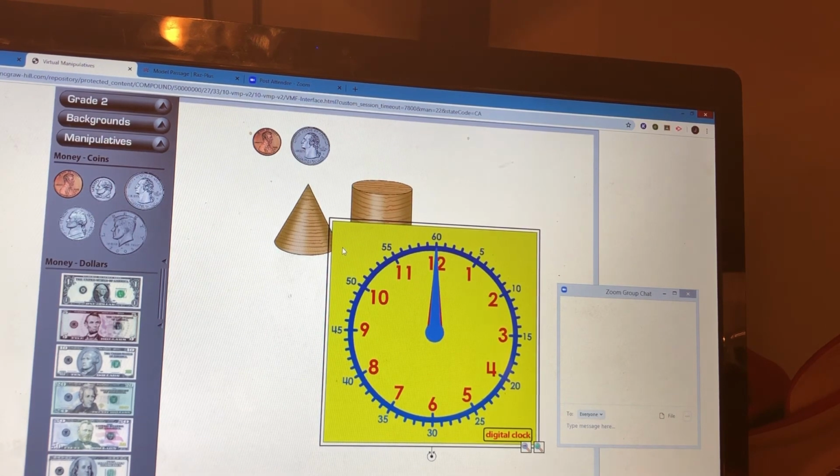Okay, so this is just one way that I choose to do my small group math lessons and keep the students engaged and learning. Thanks.